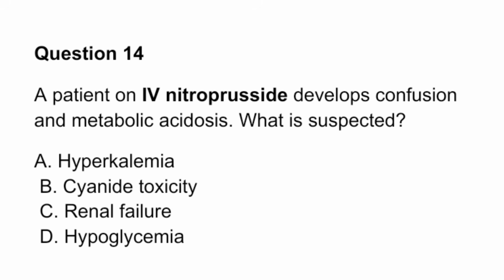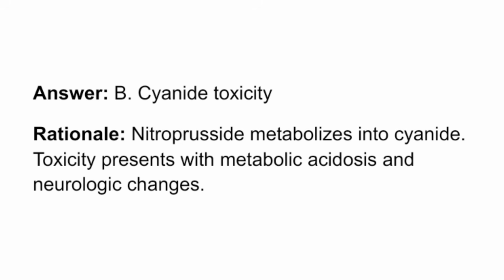Question 14. A patient on IV nitroprusside develops confusion and metabolic acidosis. What is suspected? A. Hyperkalemia. B. Cyanide toxicity. C. Renal failure. D. Hypoglycemia. Answer B. Cyanide toxicity. Rationale: nitroprusside metabolizes into cyanide. Toxicity presents with metabolic acidosis and neurological changes.